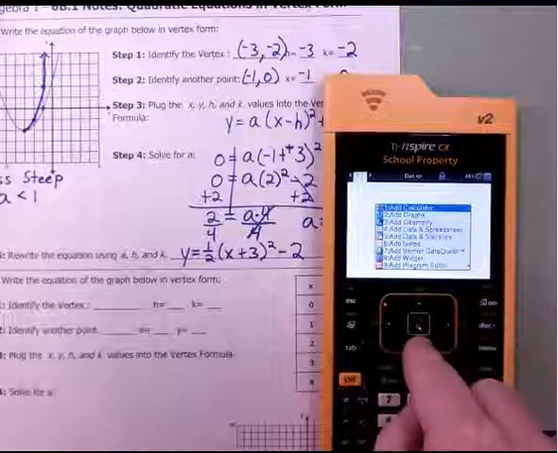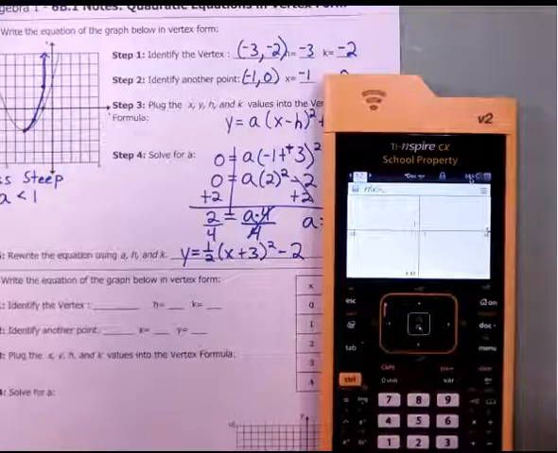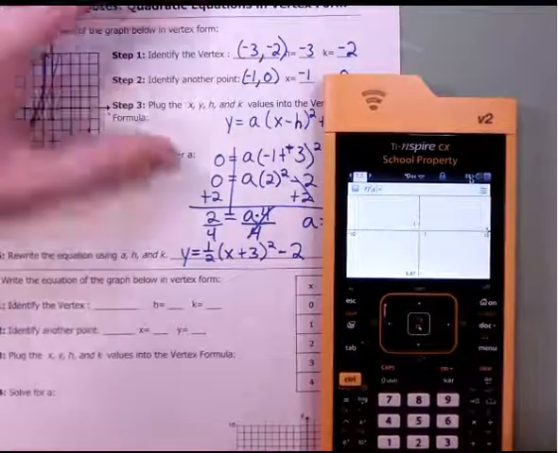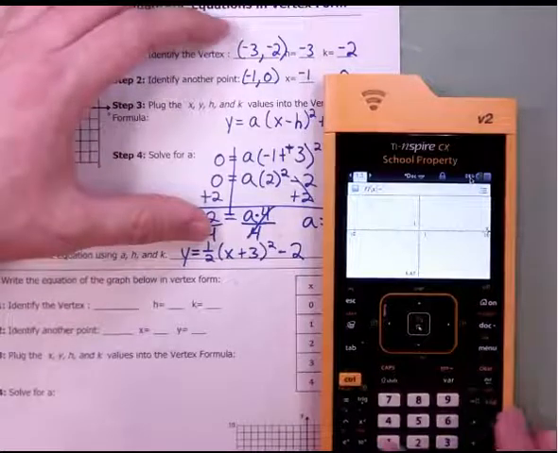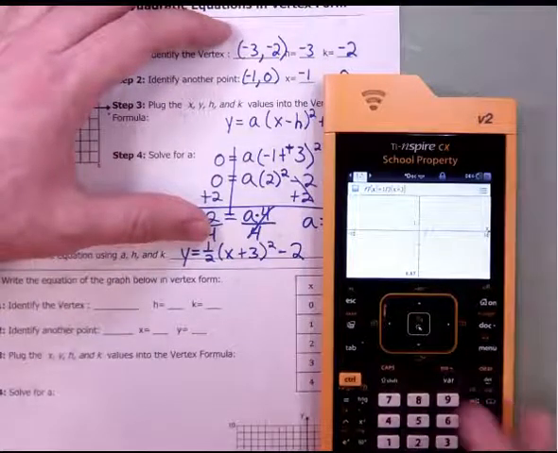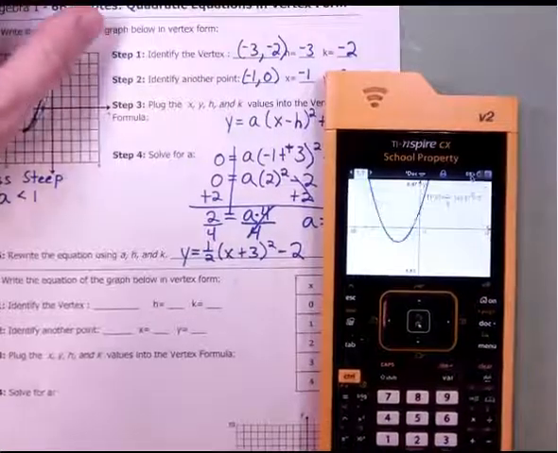I know sometimes it feels like that's a lot of extra work. However, it is a benefit to be able to check your answer without having to have your teacher check your answer for you. So I'm going to type in the equation, 1 divided by 2, parentheses, x plus 3, close parentheses, squared, minus 2, enter.